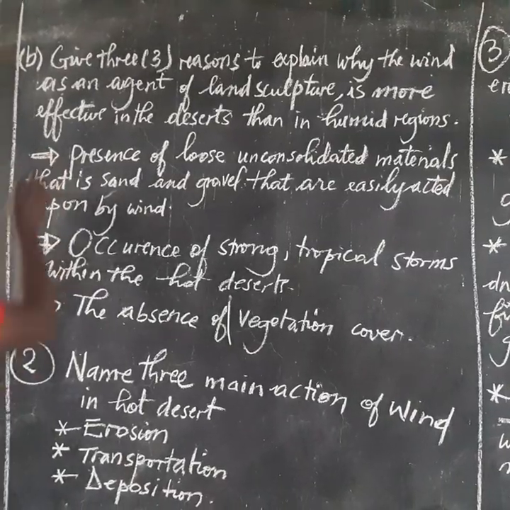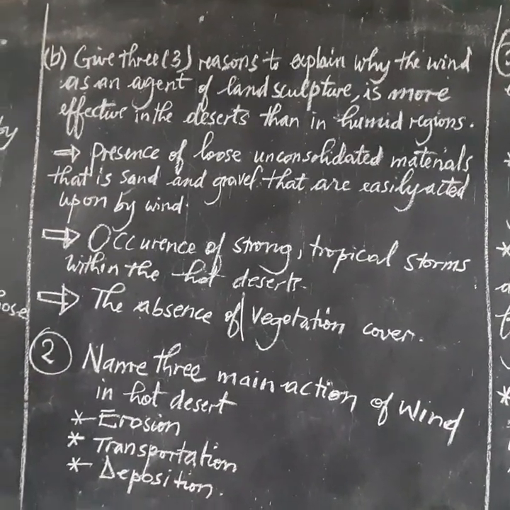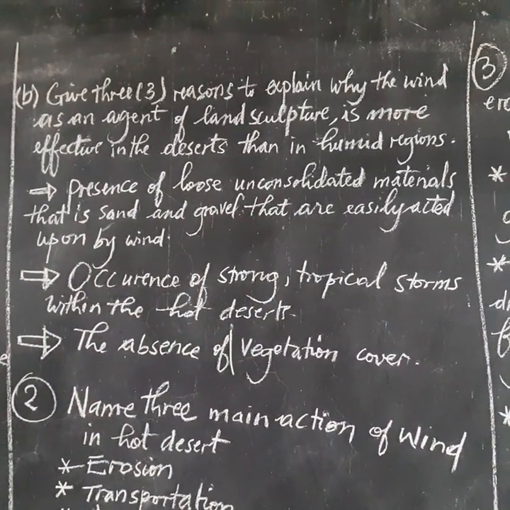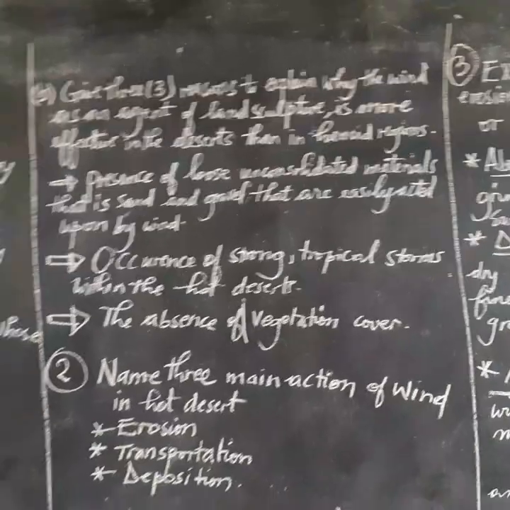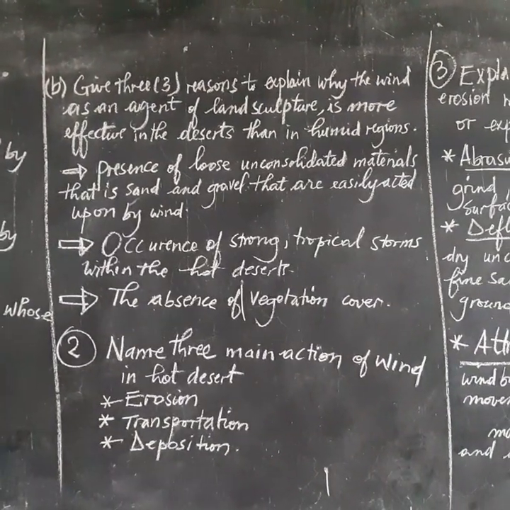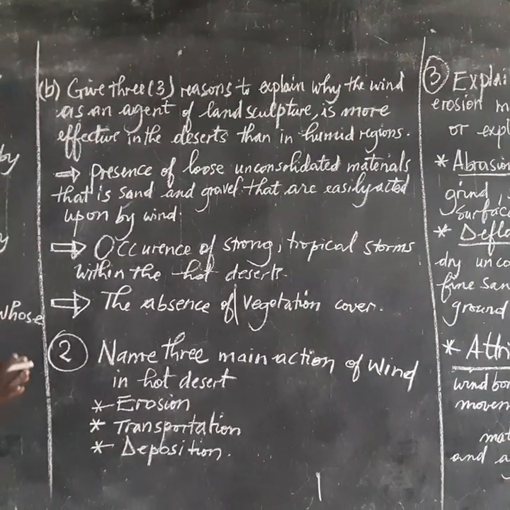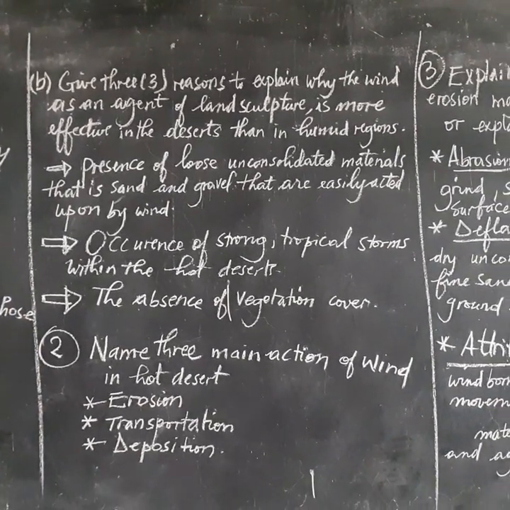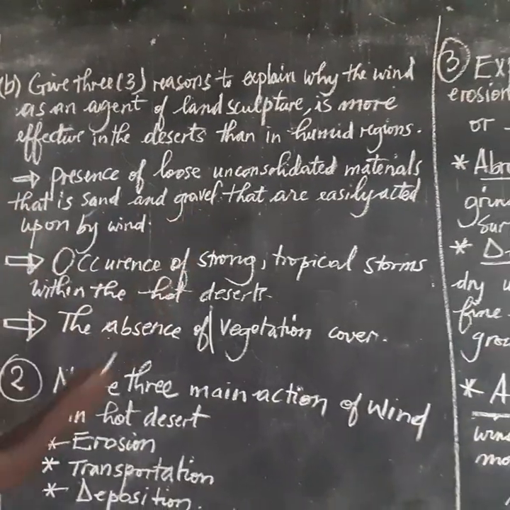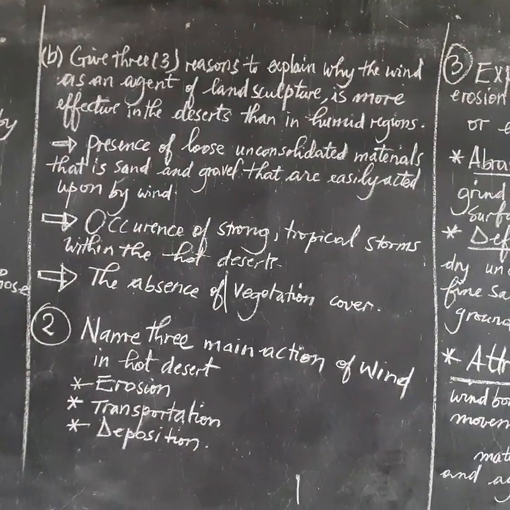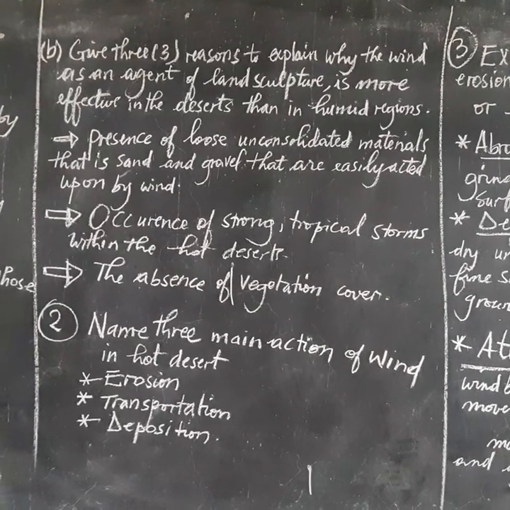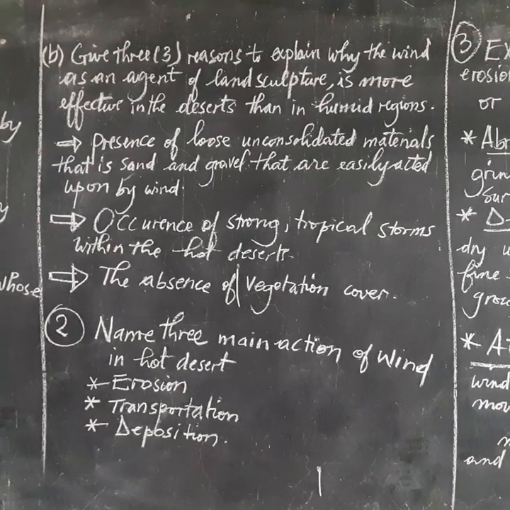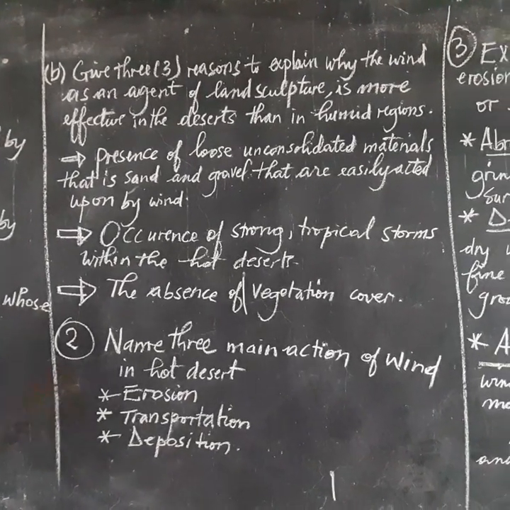Number 1. The reason 1 is the absence of roots and the presence of unconsolidated materials, that is sand and gravel, that are easily acted upon by the wind. So meaning that through the process of deflation, where wind blows away unconsolidated materials, including sands and gravels, this takes place in desert. It becomes very easy for wind to blow away in desert, because in desert you have unconsolidated materials including sands, dust, gravels, and others.